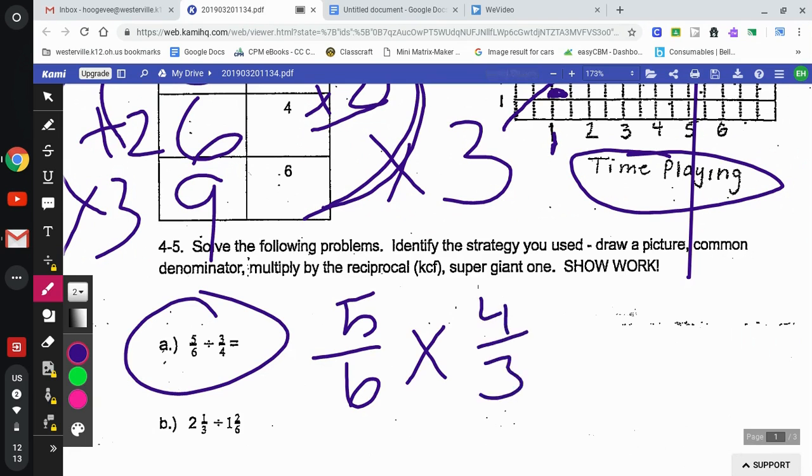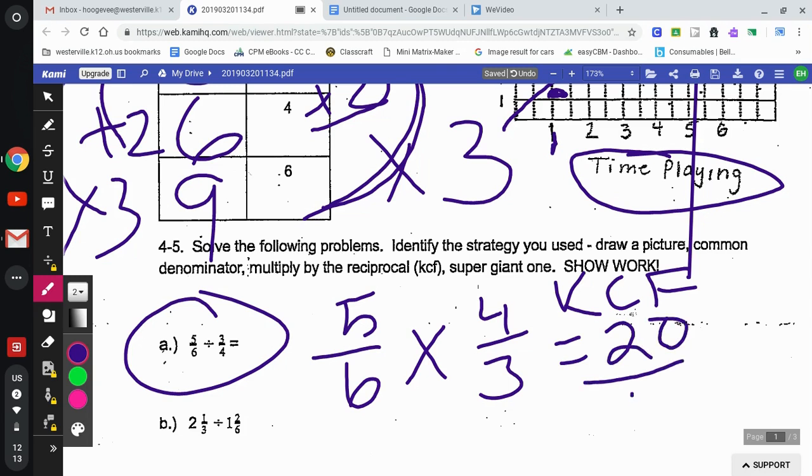Simple as that. And I'm going to write KCF so we can at least identify what you did wrong if you pick the right strategy. And we can have a talk about that. 5 times 4 is 20. 6 times 3 is 18. Divide that by 2. Divide them both by 2. They're both even. I get 10 ninths.